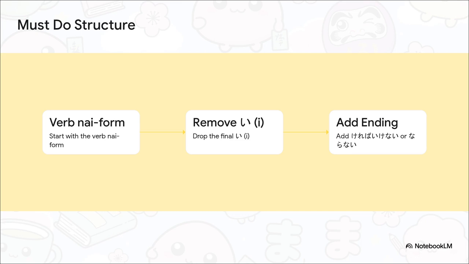Step 1, you start with that familiar verb nai form. Step 2, you just chop off that final i. Step 3, plug in kereba ikenai or kereba naranai. So ikonai, which means don't go, drops the i to become ikona, and then becomes ikonakereba ikenai, I must go. It looks long, but the pattern is super consistent.